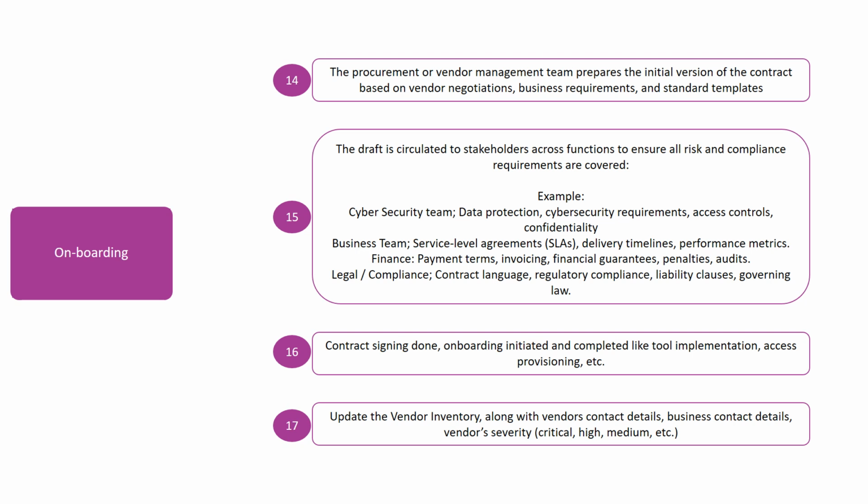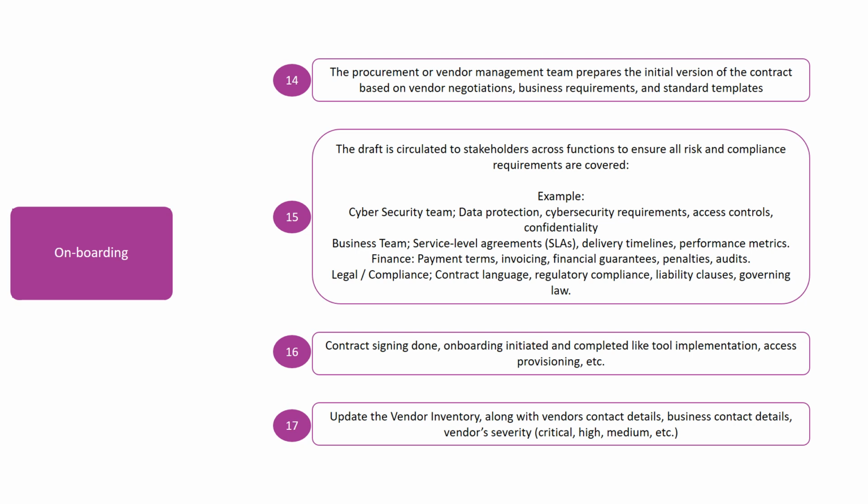The business team ensures service level agreements, delivery timelines, and performance metrics are clearly defined. The finance team checks payment terms, invoicing, financial guarantees, penalties, and audit provisions. The legal and compliance team reviews the contract language, regulatory requirements, liability clauses, and governing law. Once all feedback is incorporated, the contract is finalized and signed.